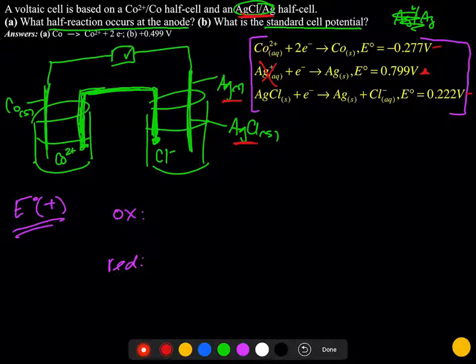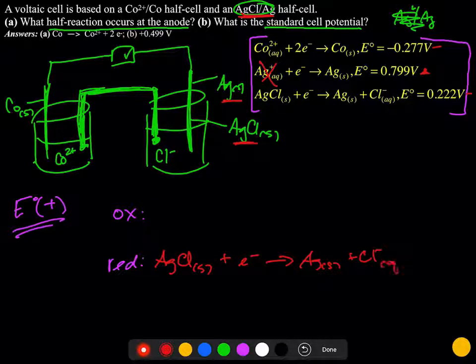And if we look, the silver chloride is the only favorable one, so that's going to be our reduction reaction. So AgCl solid plus electron gives us Ag solid plus chloride ion aqueous, and that's got an E naught value of 0.222 volts. Now we need to figure out my oxidation. If I've already used this one and this is not an option, that means, ding, ding, ding, that must be my oxidation reaction.